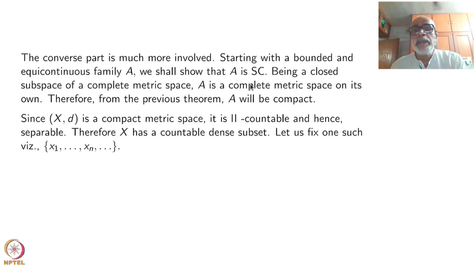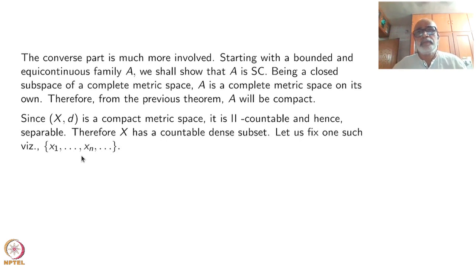Being a closed subspace of a complete metric space, A is a complete metric space by itself, right? Therefore, from the previous theorem, A will be compact. A complete metric space, all these things are equivalent, we have seen earlier. Since (X, d) is a compact metric space, it is second countable also, and hence separable. Therefore, X has a countable dense subset.